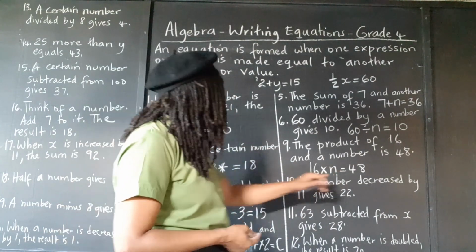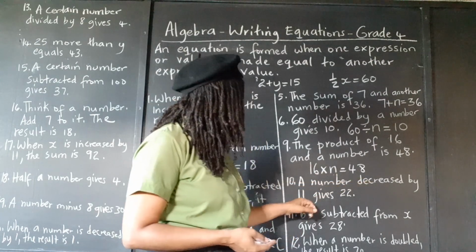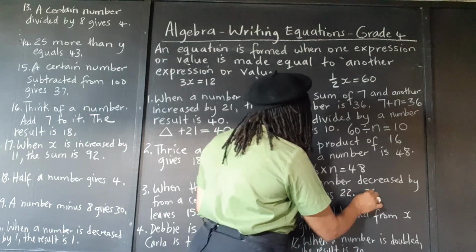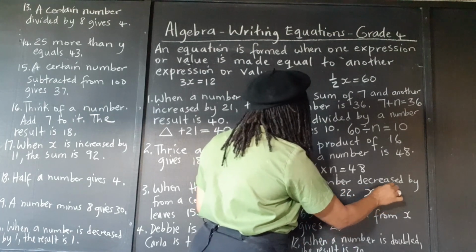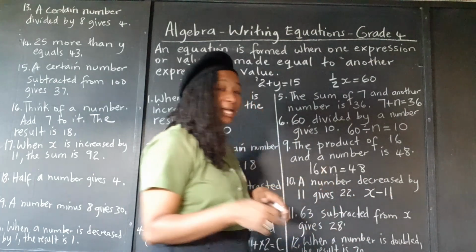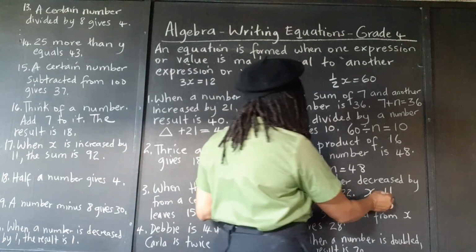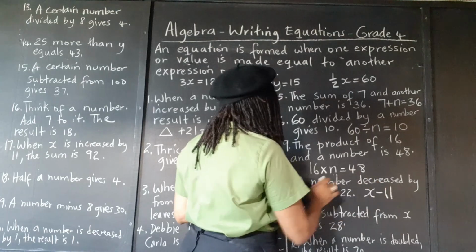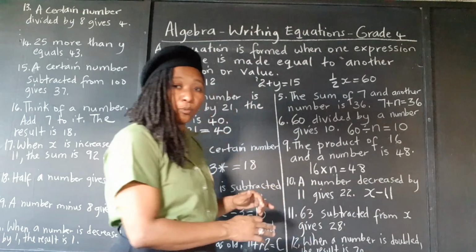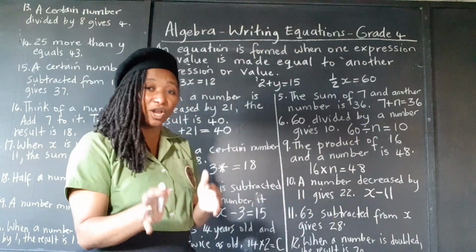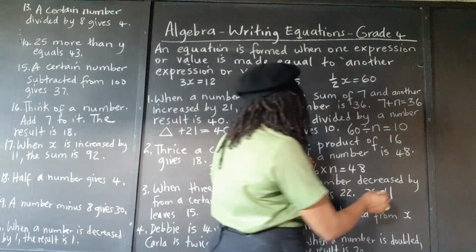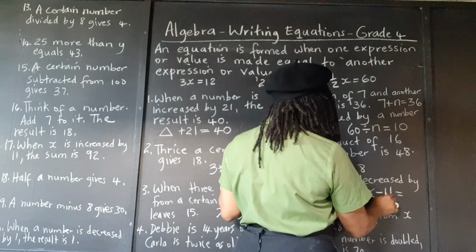A number decreased by 11 gives 22. So we start with the number and we decrease the number by 11. We're taking away 11 from the number. It says a number is decreased by 11. We have a number and it's getting smaller by 11. We're taking 11 from it, and it gives 22.